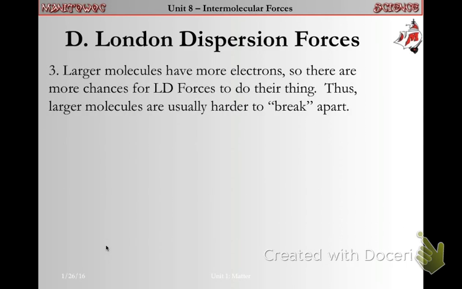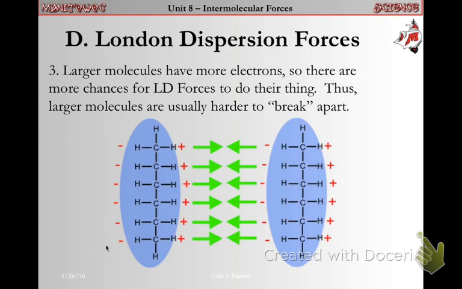Larger molecules, really big molecules, have more places where this type of attraction can occur. There are more chances for London dispersion forces to do their thing. And so these larger molecules are usually harder to break up. So if I take a look at these two hexane molecules, they're pretty big molecules, but they're very symmetrical. They're both nonpolar. But because they're big, there's a lot of London dispersion forces. So the attraction between the molecules is pretty heavy.